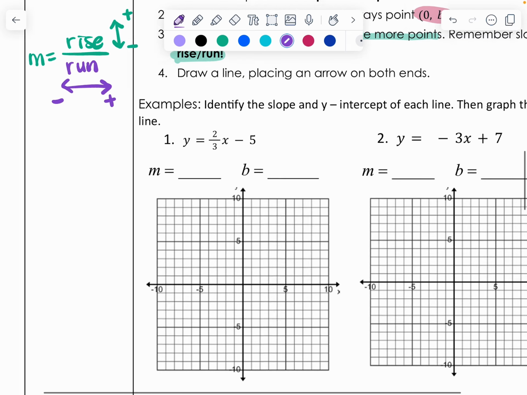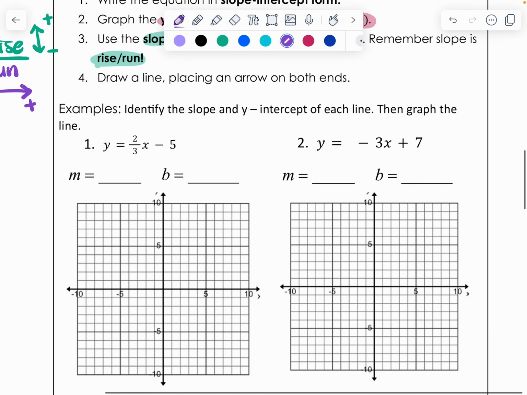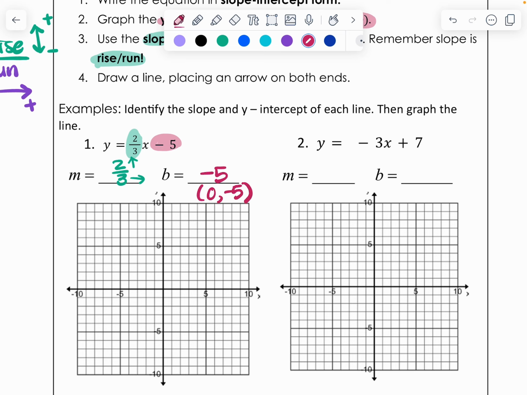All right, so let's look at number 1. Y equals 2/3x minus 5. So m is 2/3. This means we are going up and right. And b is -5. So it's going to cross the y-axis at -5. First thing we're going to do is plot that point at 0, -5.